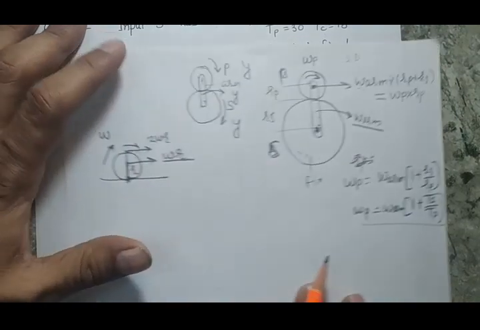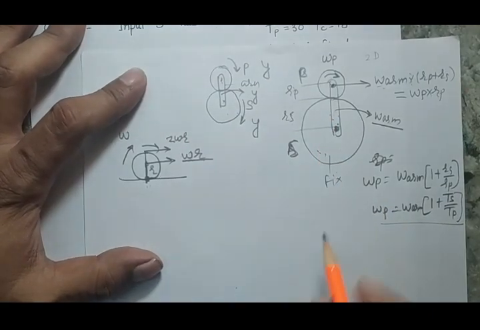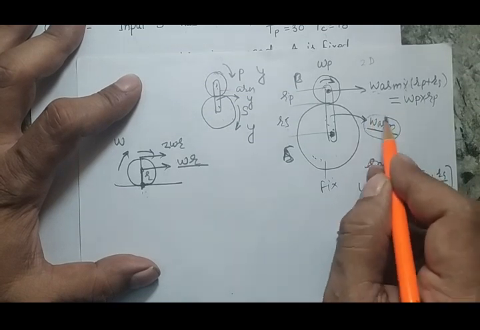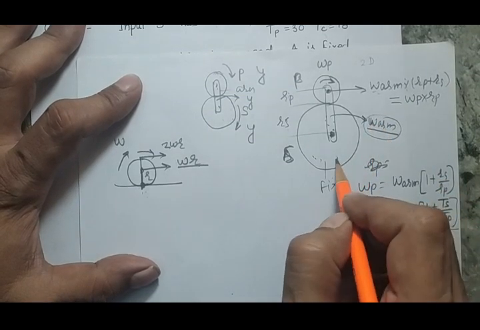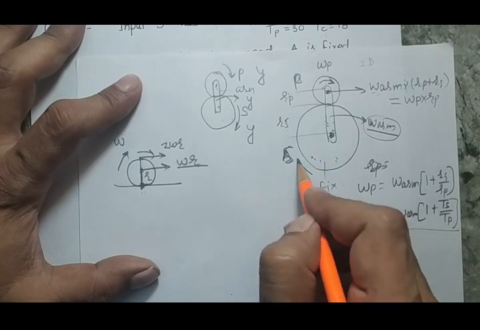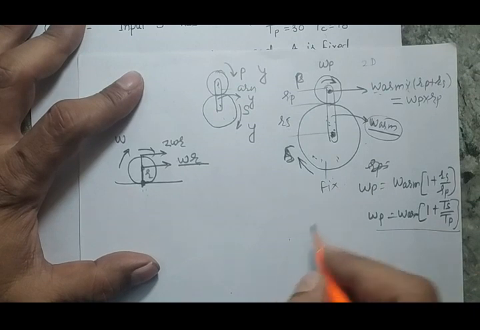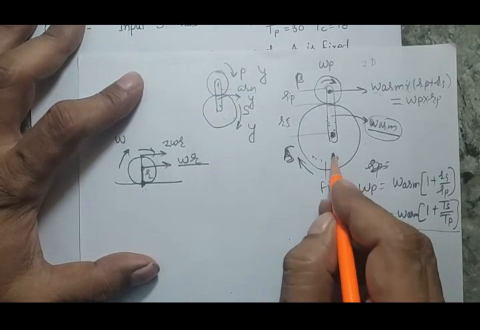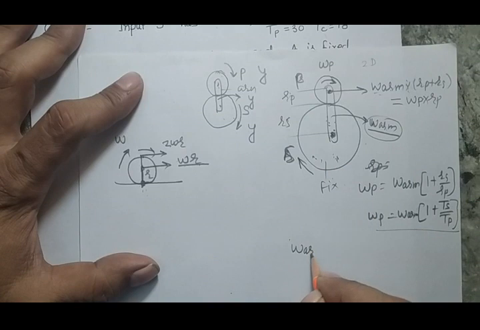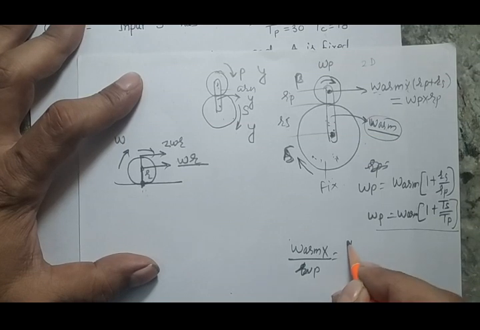Now let's take another condition. Let's fix the arm. If I fix the arm and I give a similar omega arm input to my gear S, rotating in the clockwise sense, then my rotation for this larger gear, gear S, is omega arm. Now omega P by omega arm will be what?